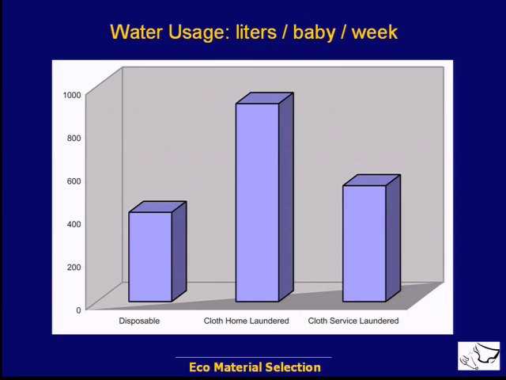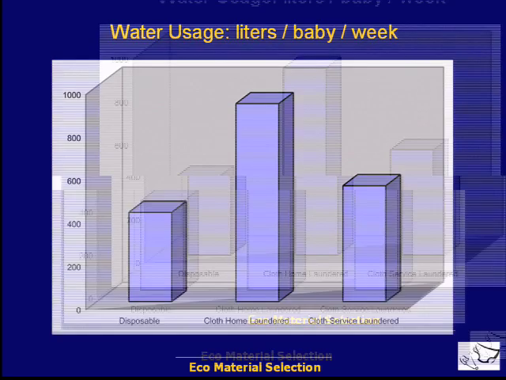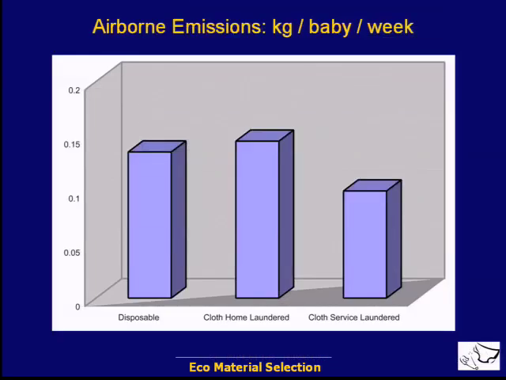Right? So you point out some of the nuances that are not captured here. Airborne emissions would be another thing we should include. Here, again, you see this compressed scale from 0 to 0.2 kilograms per baby per week. Are these differences likely to be significant? Probably not. They all look pretty much the same, and certainly within error on the assumptions.